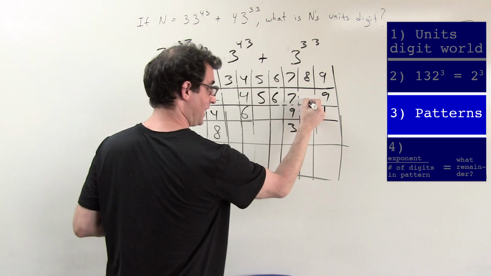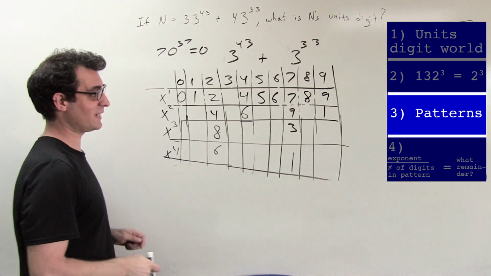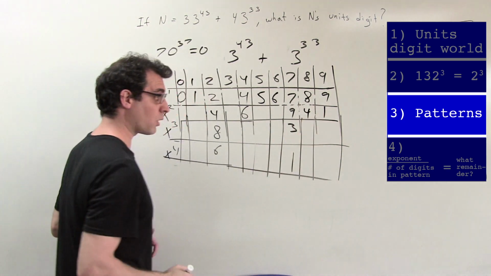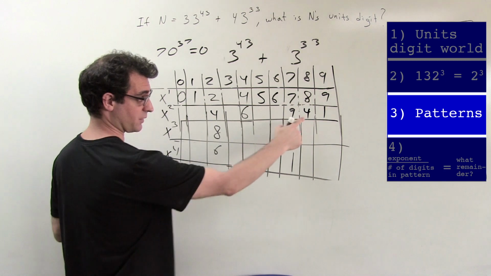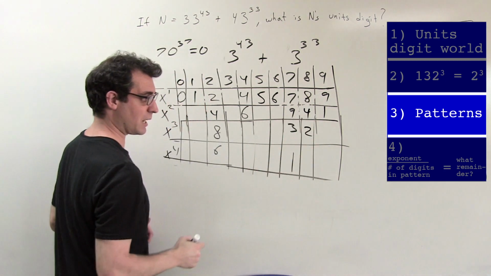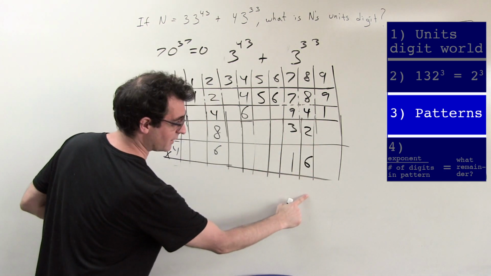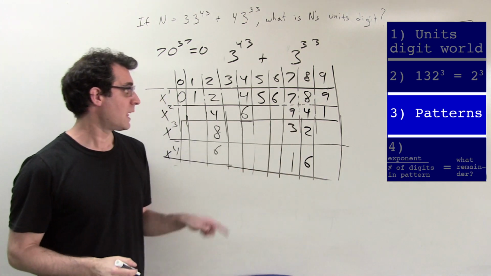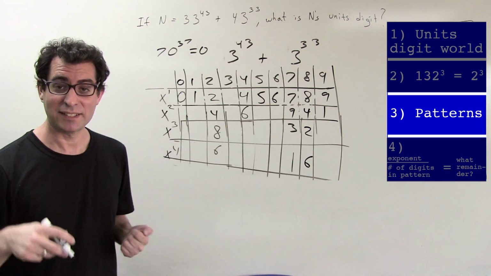8 to the first power is 8. 8 to the second power is 4. 8 to the third power, let's see, 4 times 8 is 2. And 2 times 8 is 6. And 6 times 8 is 8. It repeats again. 3. You're going to do 3, right?